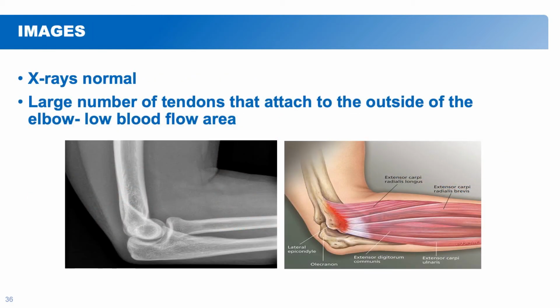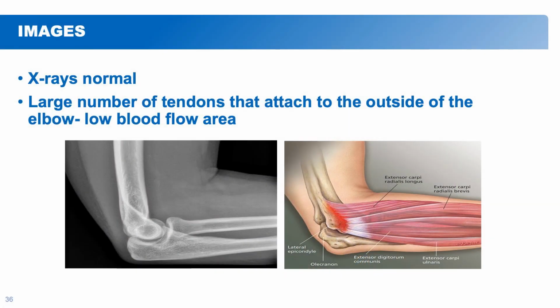On imaging, x-rays are often normal, and there is a large number of tendons that attach on the outside of the elbow to a very small space. And so you have a lot of force going to a small area, and you also have a low area of blood flow. So you have blood coming from the top, and you have blood coming from the bottom of this image, and in between you have what's called a watershed area, or an area that does not have great blood flow. And this can often result in chronic issues that you keep injuring that has a lot of difficulty healing. The specific tendon involved is the extensor carpi radialis brevis.